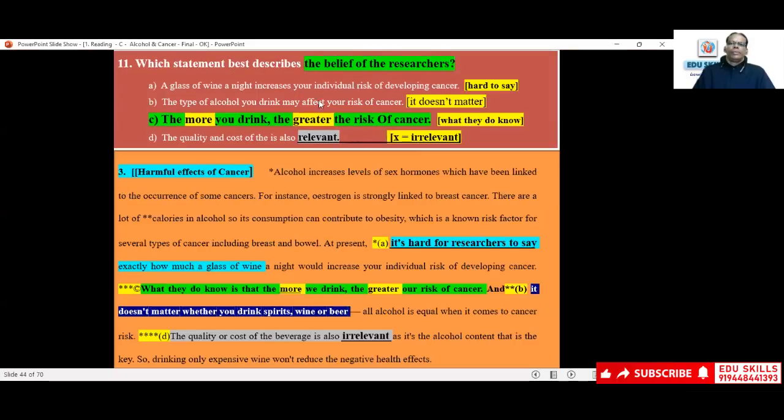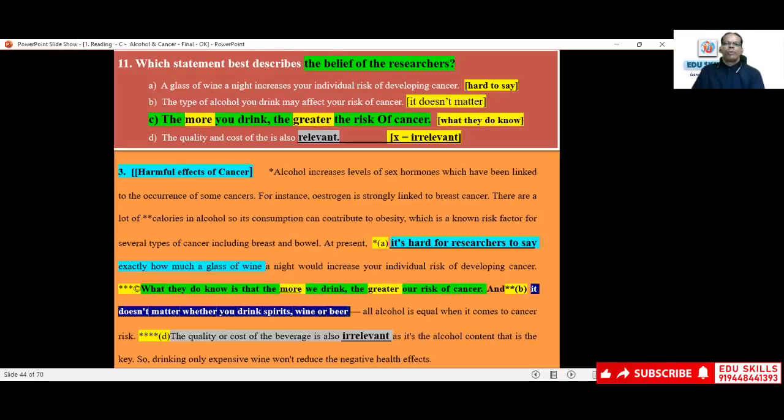Which belief? Now you see, a glass of wine a night increases the individual risk of developing cancer. It says it is hard for researchers to say exactly how much a glass of wine a night would increase your individual risk of developing cancer. It is hard, means you cannot say, it's very difficult to say. But then option A says a categorical statement. It's not a belief. This is a factual statement. That's why I said you should be able to differentiate between fact and opinion. Here in the question, they are asking for opinion of the researchers. The belief, I told you, belief is the word used for expressing opinion.